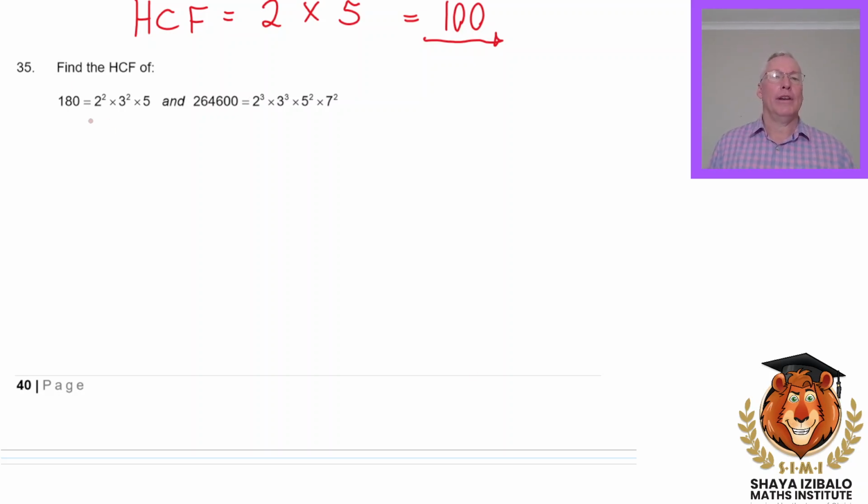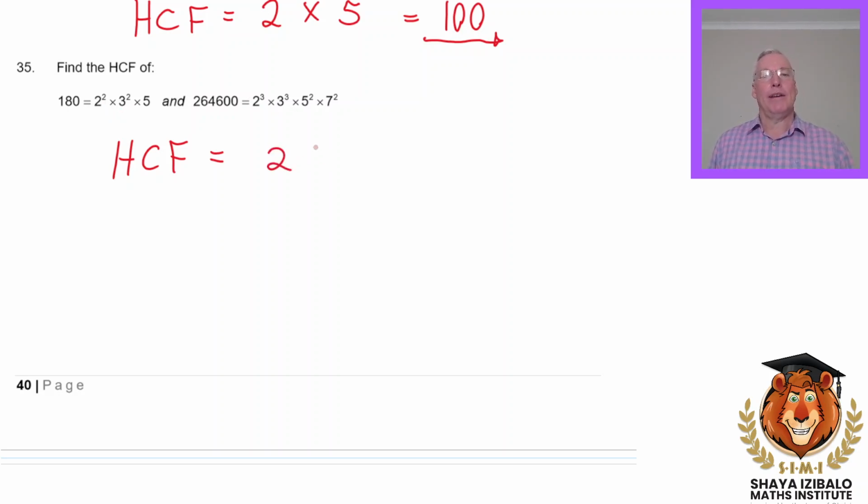Okay, so let's take a look. We've got these two numbers, quite large numbers, and they've been prime factorized for us. Now, again, let's just think about what the highest common factor needs to look like. Well, it can only be made up of 2's and 3's and 5's. Although there's 7's in this number, there are no 7's in that number, so we can't write down 7's.